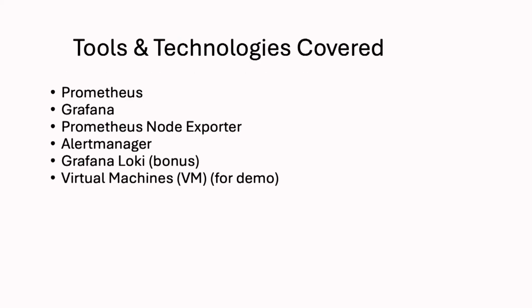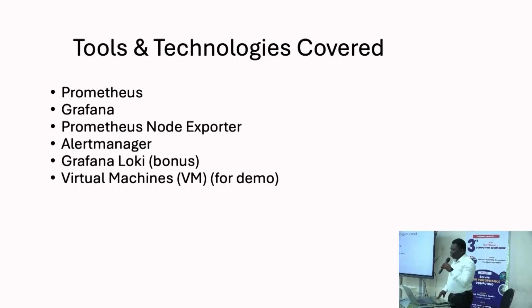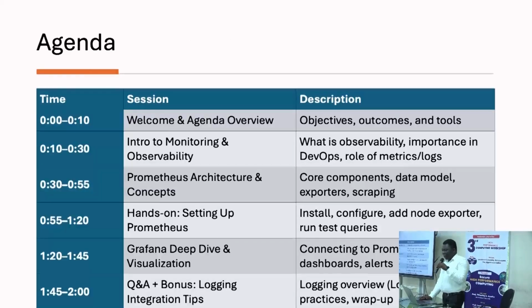There are tools that we'll be using in the course of this workshop. We're going to be using Prometheus and Grafana, just like I've said, and also Prometheus node exporter. You will know the meaning of all this thereafter. Then we're going to be looking at Alertmanager, then probably a virtual machine too. Those are the tools we're going to be using in this class.